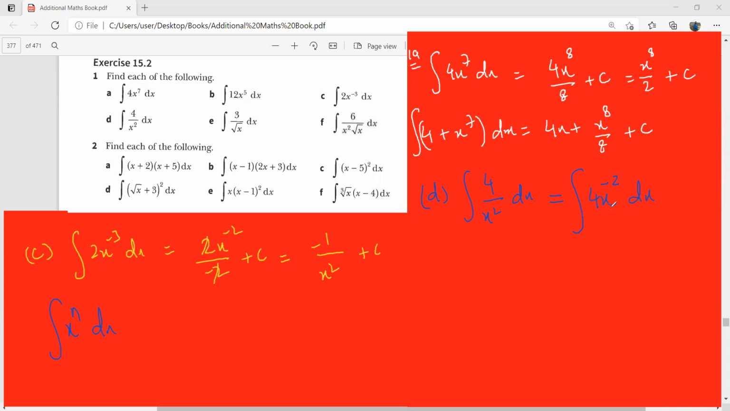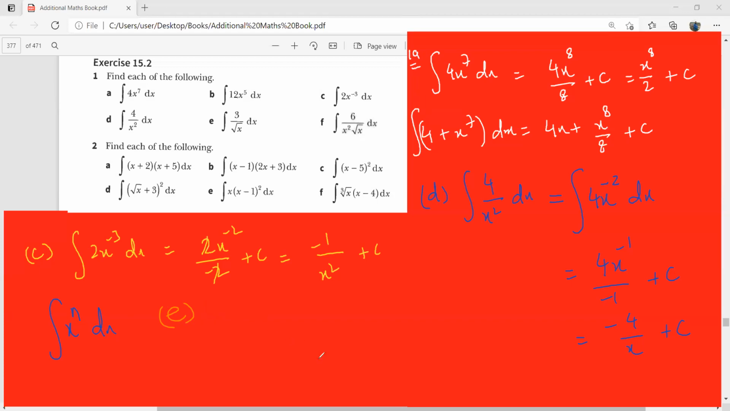So now this is in the form that we can really cook this up. This is going to be 4x to the power minus 1 over minus 1 plus c. And then I can write it as minus 4 over x plus c. 4 over minus 1 is minus 4 and x to the power minus 1 goes to the denominator. So this is going to be minus 4 over x. Okay? Look at this E part, part E.